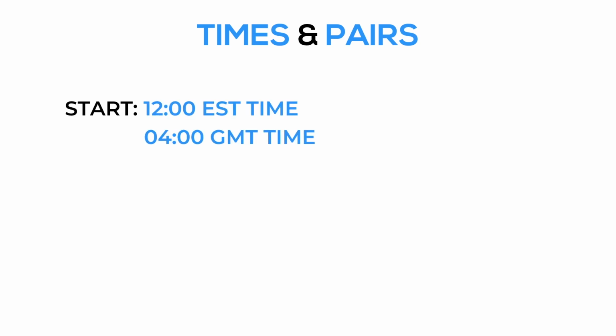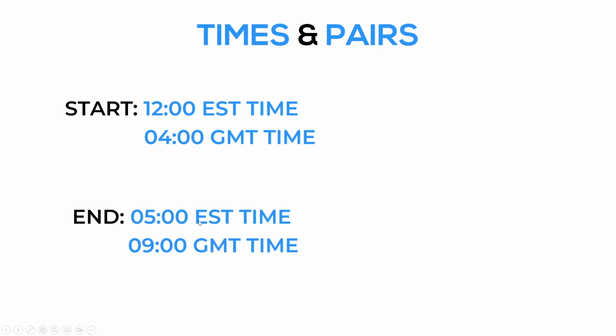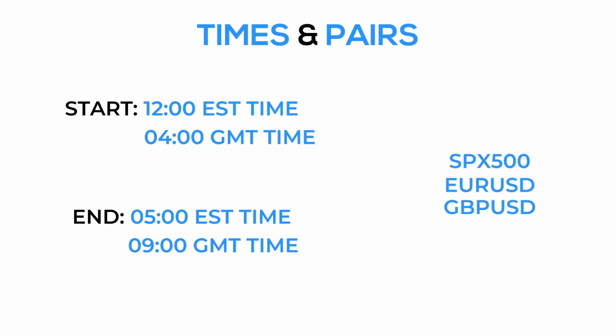Now, what are the times and pairs the Judas Swing works on? The Judas Swing starts at midnight New York time and at 4 AM GMT time, also known as UK time. And it ends at 5 AM New York time and 9 AM UK time. Now, what pairs does it work on? These are the three pairs that I've seen it work on based on my own backtesting: SPX 500, EURUSD, and GBPUSD. I really suggest you go do your own backtesting and see what works best for you. But from my own personal testing, these are the three pairs it works best on.